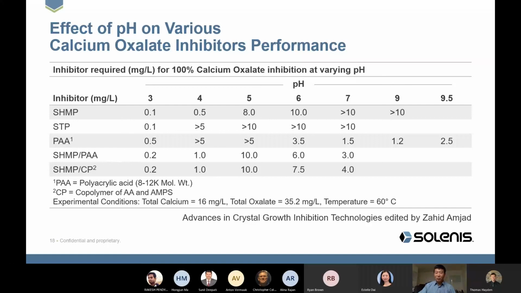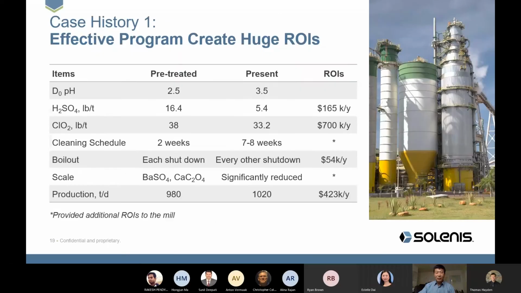Okay, I'm going to show you 2 cases here. The first one, this is basically the problem. They have both barium sulfate and calcium oxalate, so they needed to clean up every 2 weeks. The pH ran about 2.5, and then we changed the pH to 3.5. So we save acid, 11 pounds per ton reduction. We also save chlorine dioxide, close to 5 pounds.